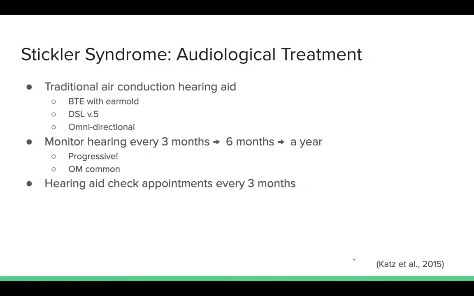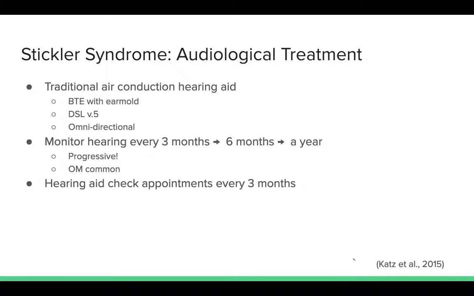So for audiological treatment, it's pretty traditional to other children with hearing loss. We would fit them with an air conduction hearing aid, BTE with an ear mold, with targets matched to DSL-5 and omnidirectional settings on to support incidental learning. We would like to monitor these children every 3 months, then 6 months, and finally a year since it is progressive.